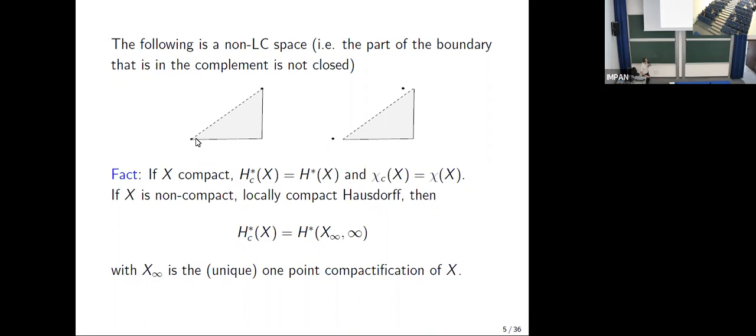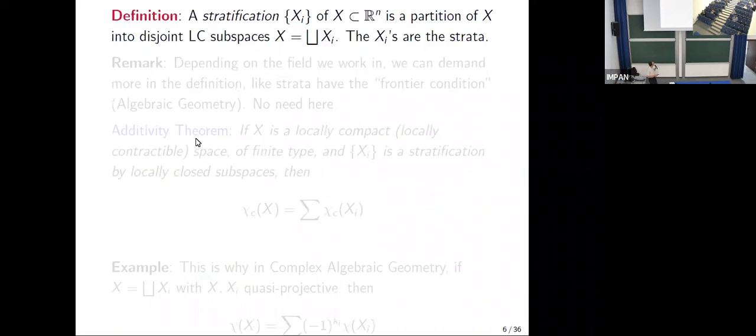Otherwise, if you're in a locally compact Hausdorff space, one way to compute is to take the cohomology of the one-point compactification. Its existence is unique, modulo the point at infinity. Just if you wonder how you want to compute these things.